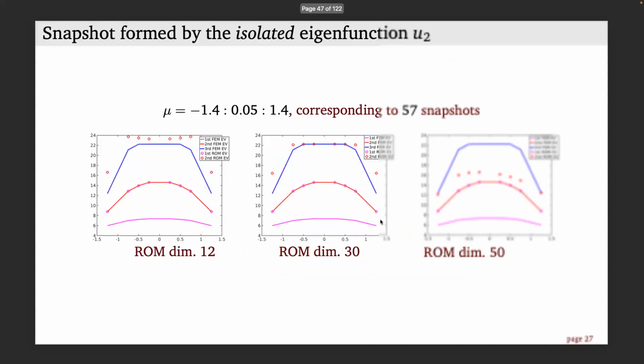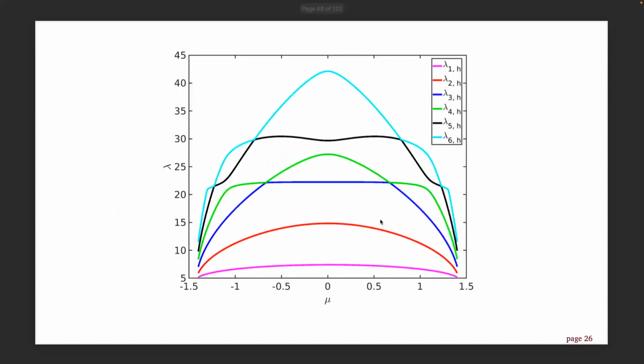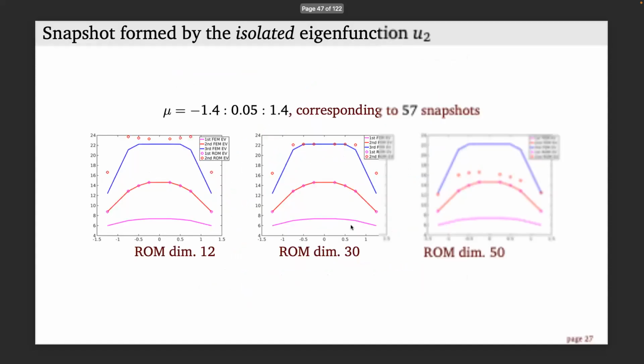But if we now go on, let's look at the isolated U2. U2 is the one that is here, right? So this brownish magenta curve is completely isolated from the rest. Okay? So you start from there, and the solid lines are the ones that correspond to the high fidelity, and the dots are the ones computed by the POD for a test value of the parameter. Okay, and you see that when you increase the dimension of the reduced space, you still converge to the second one, which is good.